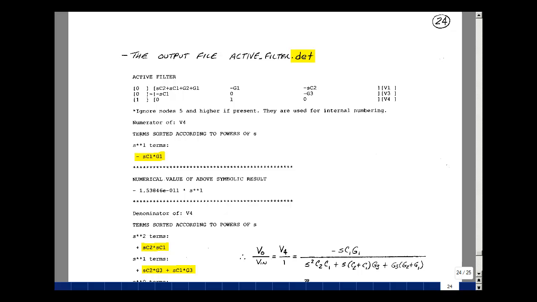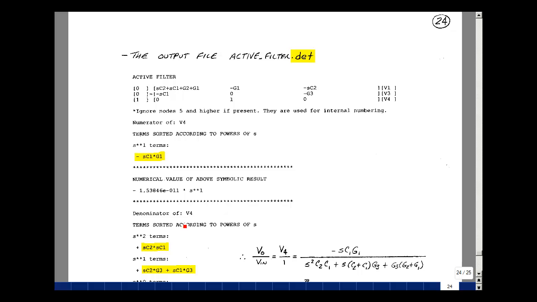What's shown below is the output of the file active_filter.det, and I open this in a word processor. So here's our title, the first line of our input file, and here's the matrix that was used to solve for the voltages in our circuit. We asked for node voltage 4, so first it gives me the numerator sorted by powers of S, and here are all the things that had one power of S in it. It's a minus SC1 times G1. Numerically it's equal to this.